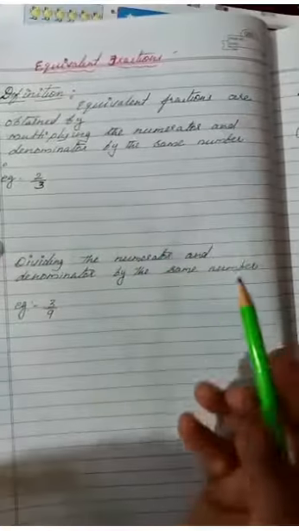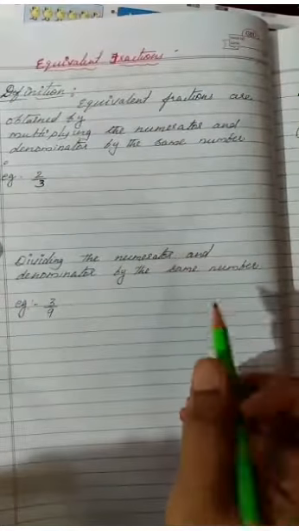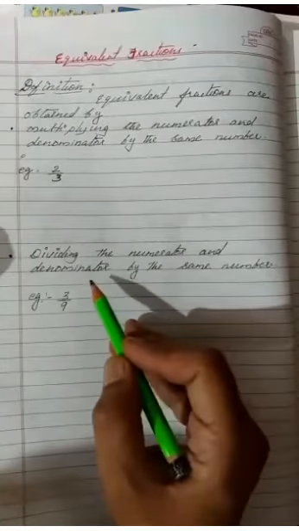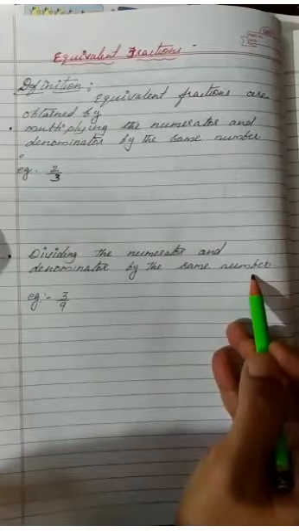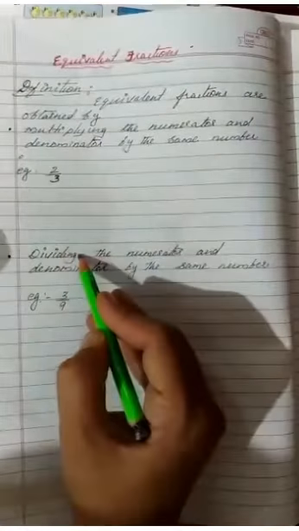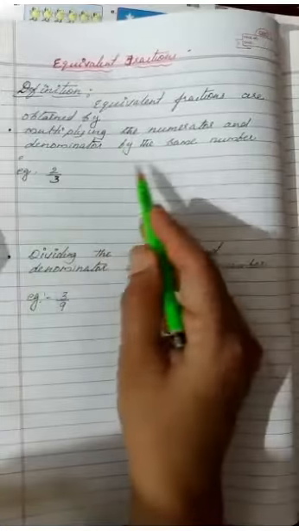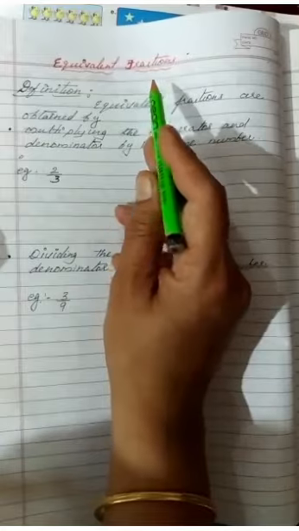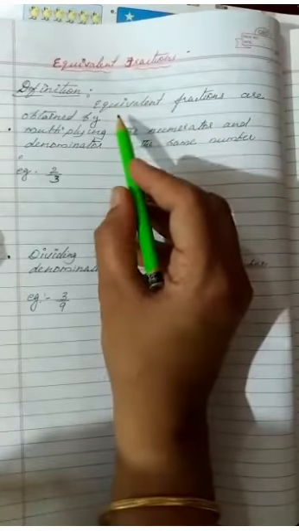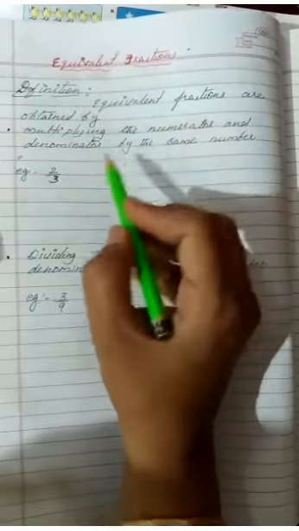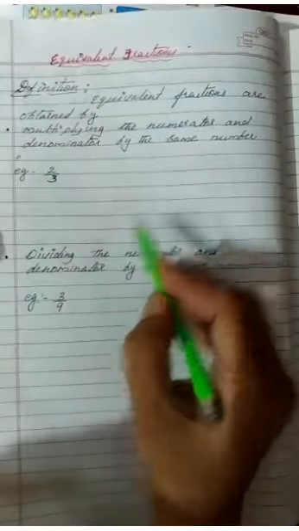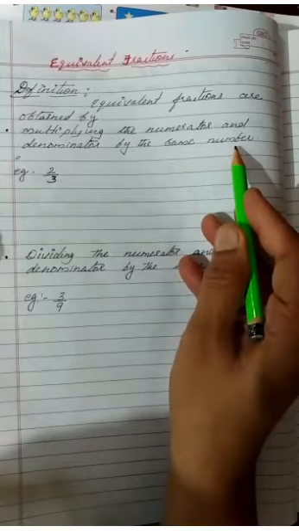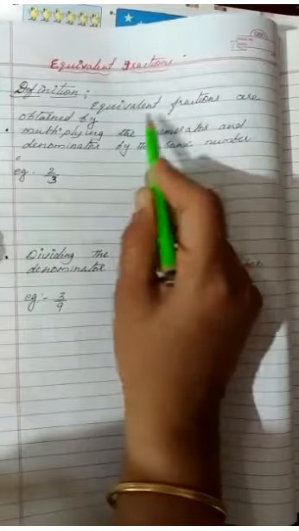There is one more method to find the equivalent fraction: dividing the numerator and denominator by the same number. When we multiply or divide the numerator and denominator by the same number, we will get an equivalent fraction of a given fraction. Clear, beta? So equivalent fraction means equal fractions.